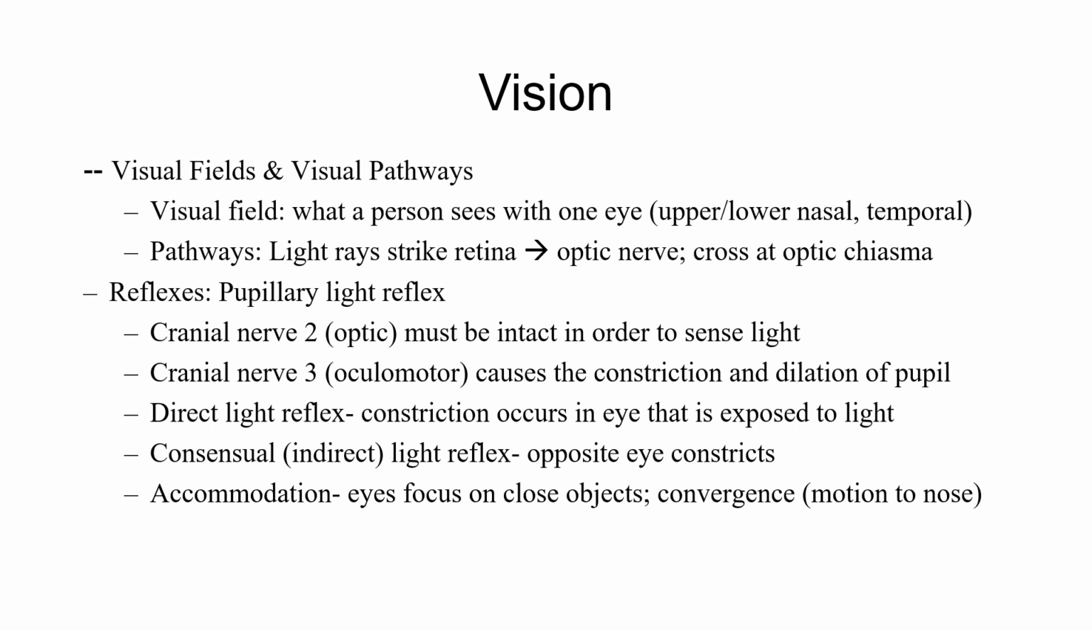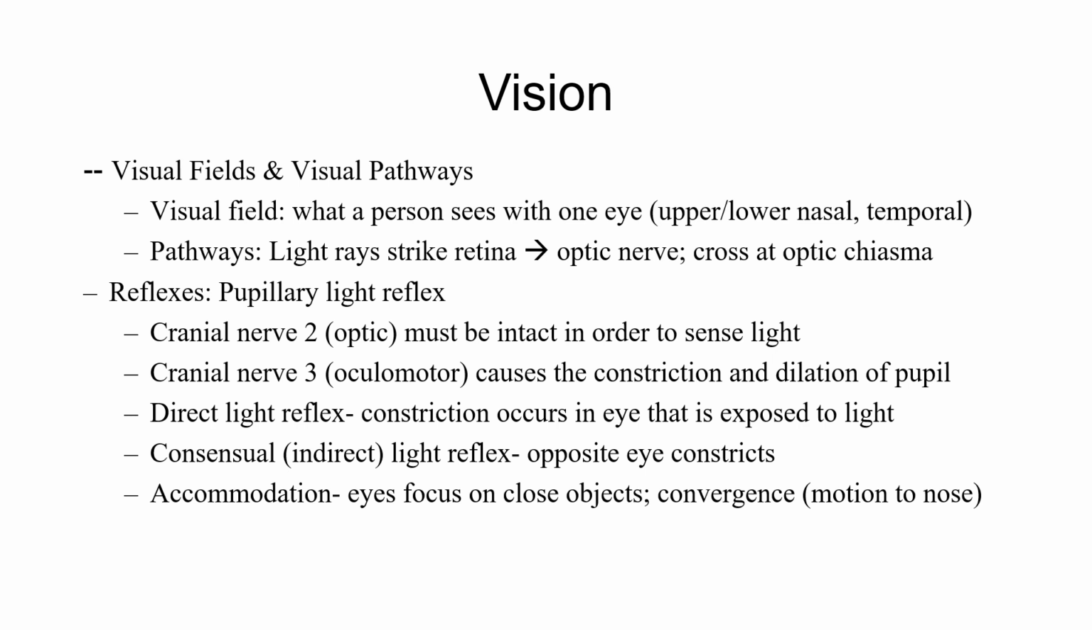So the pupils have a light reflex, cranial nerve 2, 3, senses the light and makes accommodations with the pupils enlarging and constricting depending on the type of light. So shining a light directly into the eye is direct light reflex. Having the opposite eye respond to the light shown in that first eye is a consensual or indirect response.